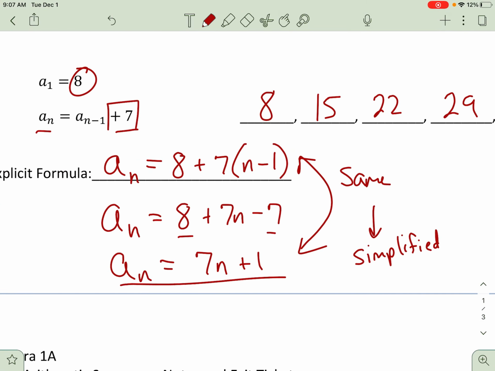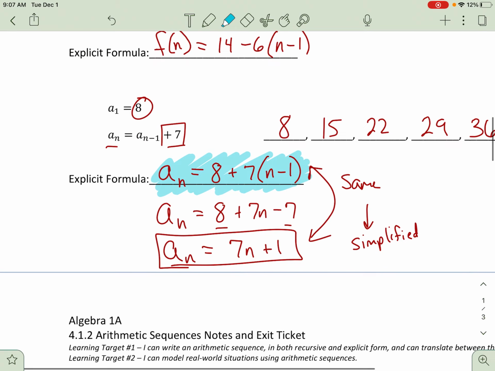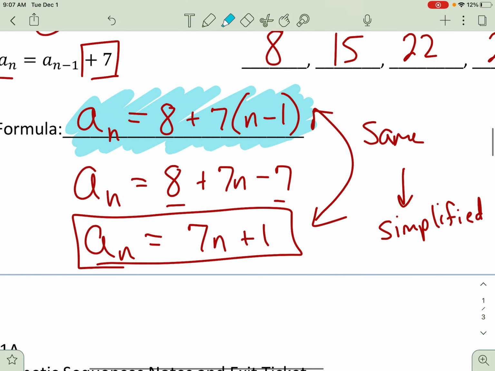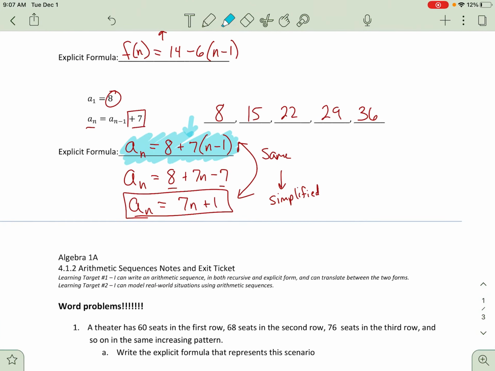All right, sometimes they'll want it in this form. Sometimes you're fine to write it in this form. Okay, that's the only difference. Is they're the exact same. I simplified this right side.